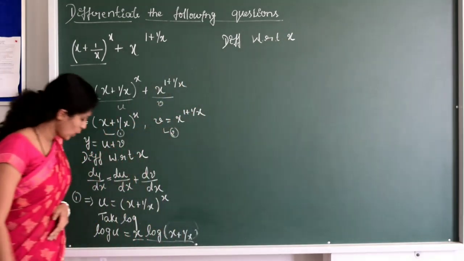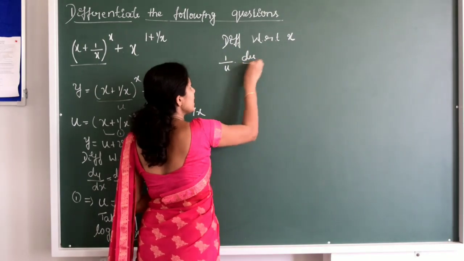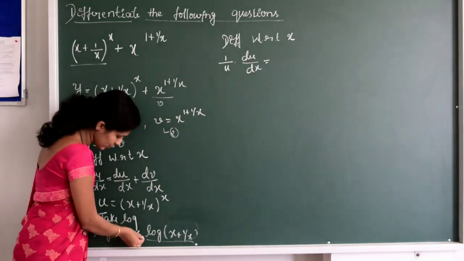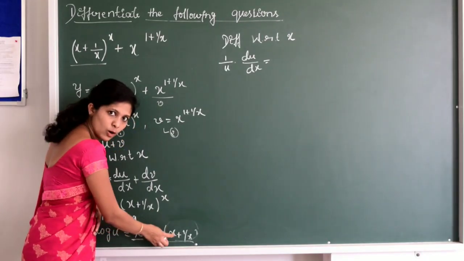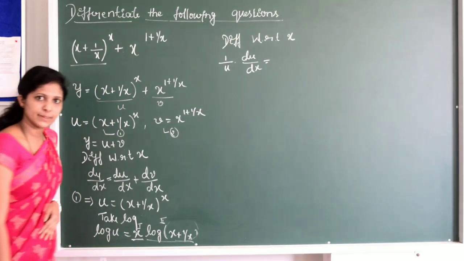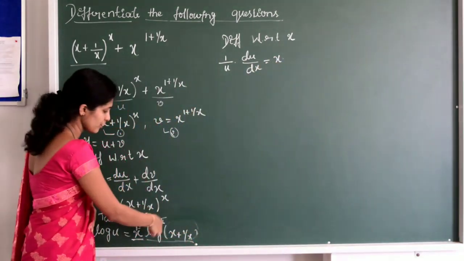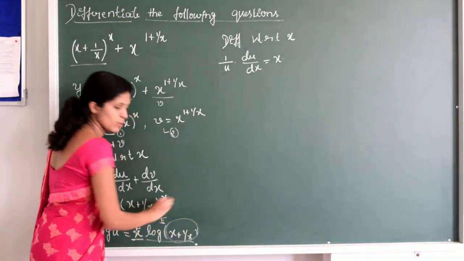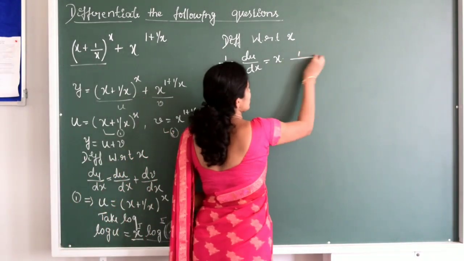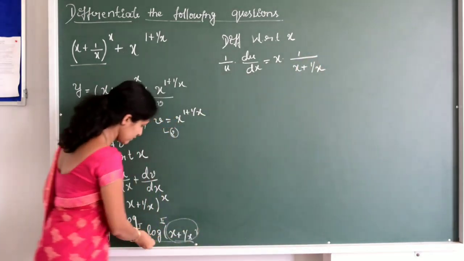So derivative of log u with respect to x will be 1 by u into du by dx. So this is equal to, of the form two functions are there, right? One is x and another one is log of (x plus 1 by x). So consider this as the first function and the second function. Apply the product rule. First function I'll keep as it is, x into log of (x plus 1 by x). So it's of the form log x, right? Derivative of log x is 1 by x, so that is 1 by (x plus 1 by x). So we have done with this logarithm function.